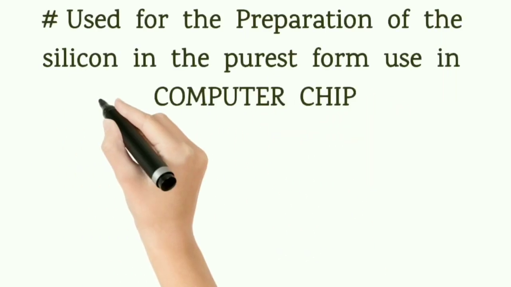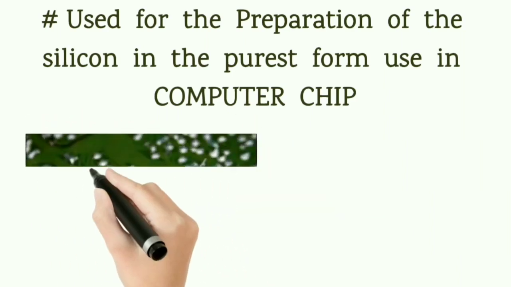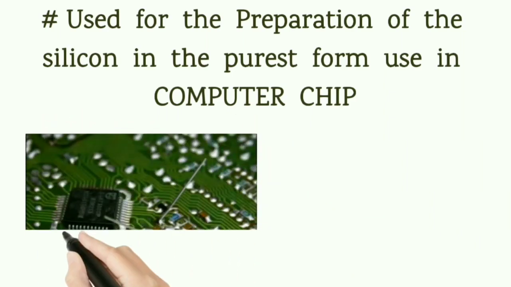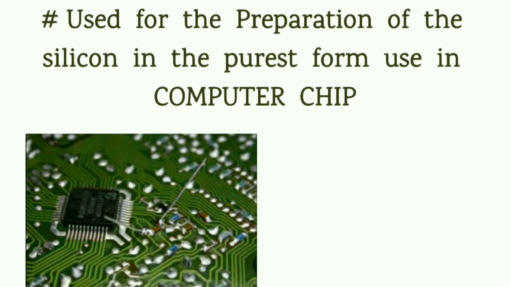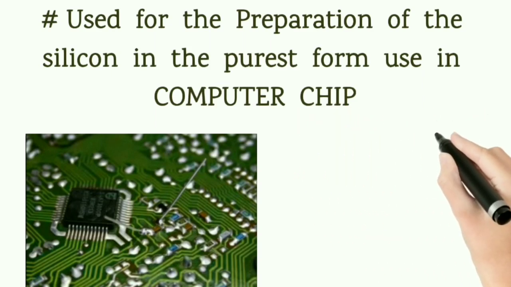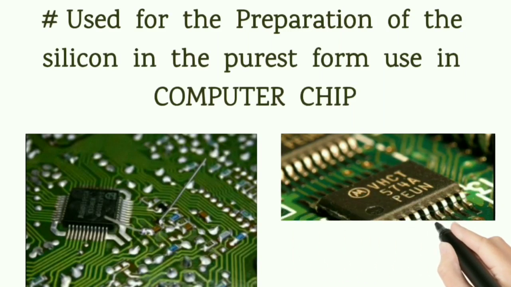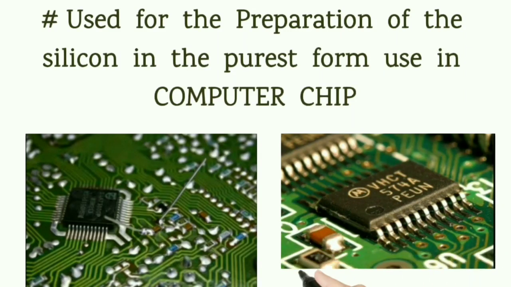Why? Because silicon is used in the computer chip, so it needs high purity. That's why we use zone refining for the production or refining of silicon to much higher purity, hardly 99.999% purity we are getting. So this silicon is used in the formation of computer chips.